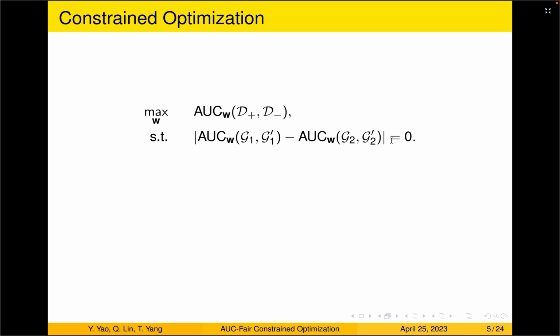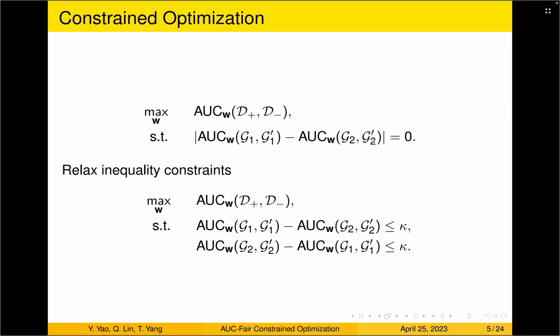However, this equality is strict, so we want to relax it to an inequality constraint. So here we introduce a kappa which can represent the level of fairness. As the kappa gets smaller, the model becomes fair.